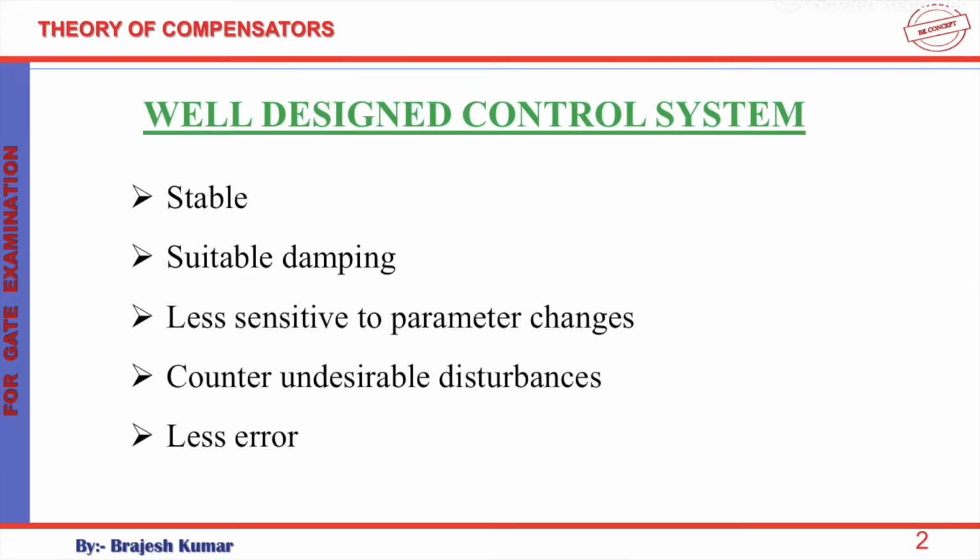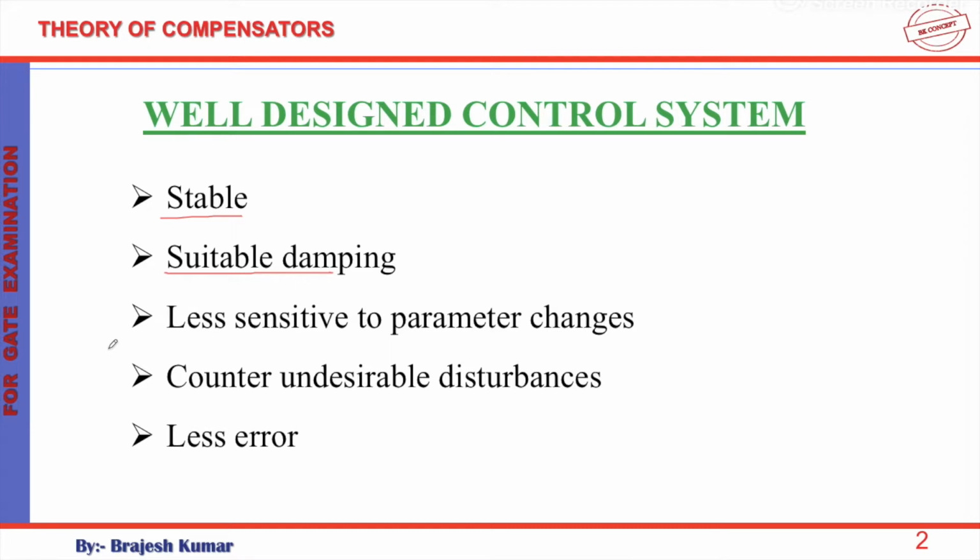The performance of a feedback control system is of prime importance. A well-designed control system should have the following properties. It should be stable. The controlled output should follow the changes in the reference input without undue oscillation or overshoot. That is, it should have suitable damping.